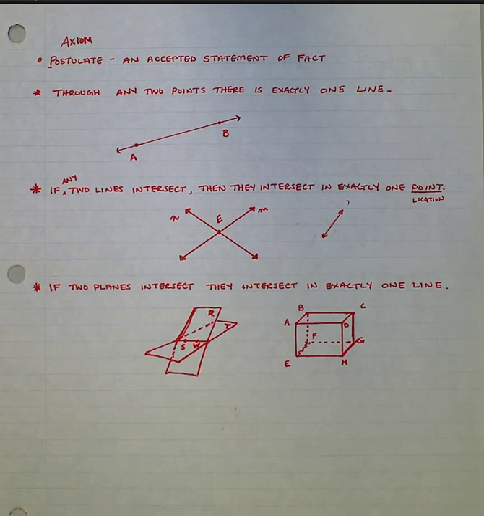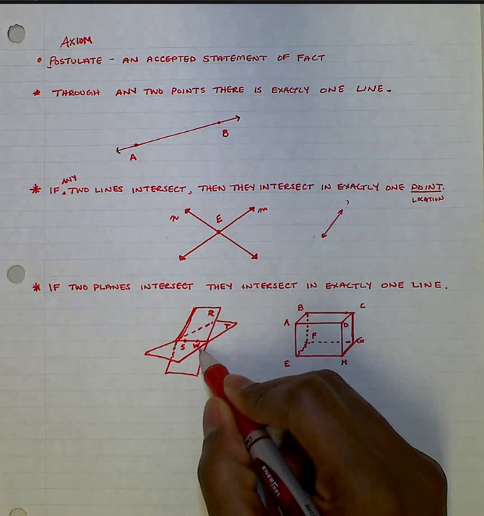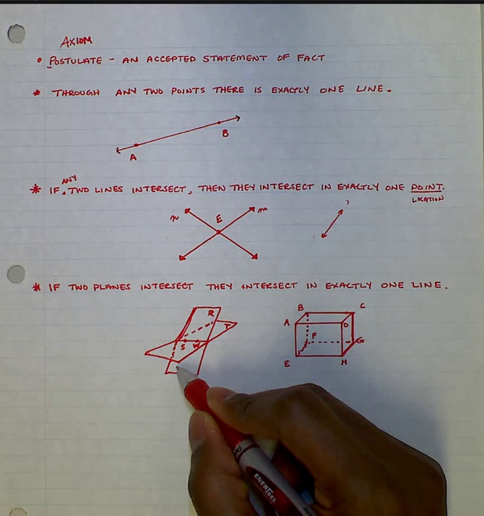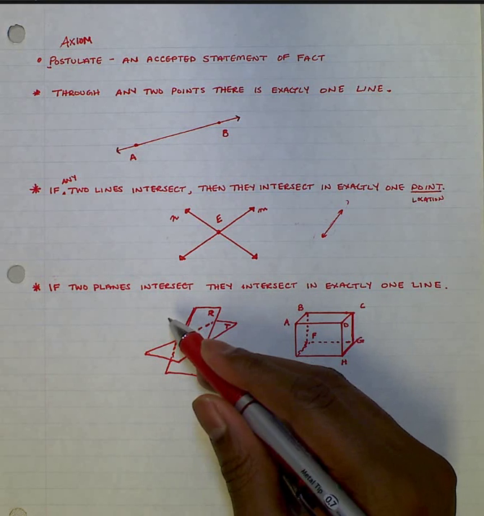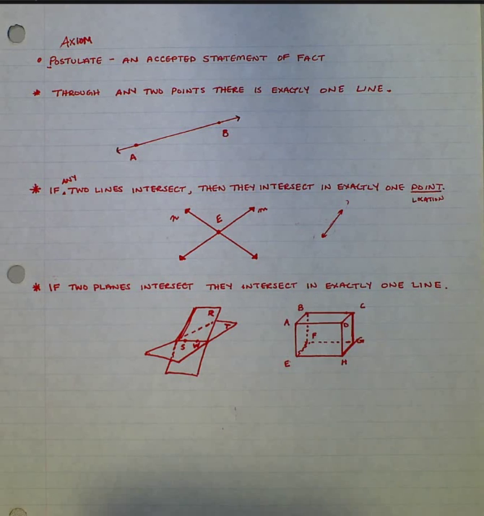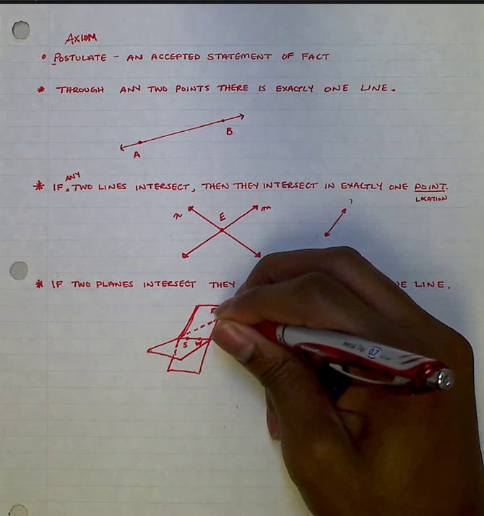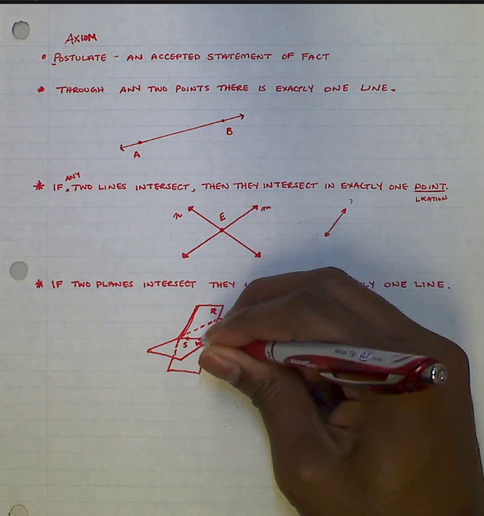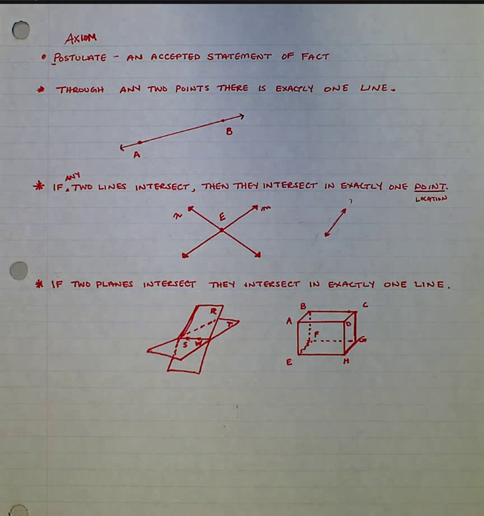Okay, and then if two planes intersect, remember we can think of planes as walls and ceilings. They intersect in exactly one line. Okay, so I tried to do this drawing, but it looked kind of funky. It's supposed to be like a paper this way, horizontally, and a paper vertically. Okay, if they went through each other, they'd intersect in a line. So here we have plane R and plane T intersect at line SW.